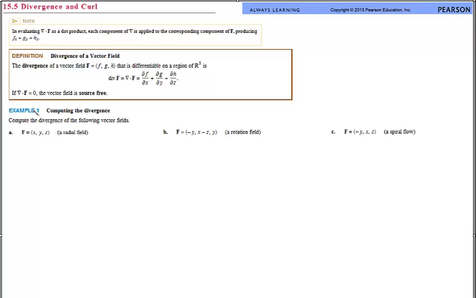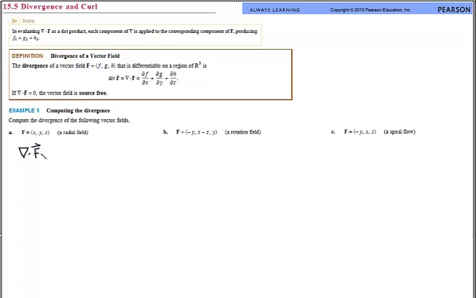Now note that if the divergence of our vector field f is equal to 0, then our vector field is source free. So let's find our divergence of f.